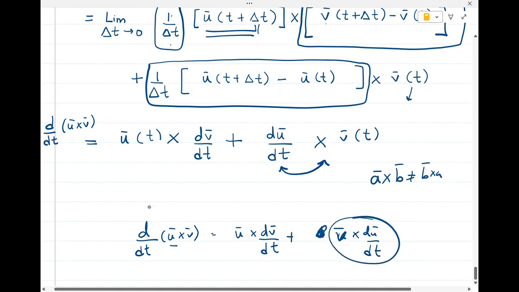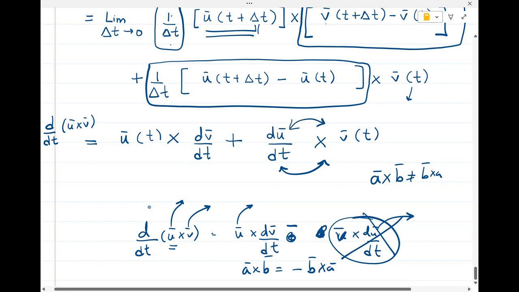If in the original question u bar is in the first position and v bar is in the second position, then in the answer, everywhere u bar has to be in the first position. So here u bar is in the first position, but here u bar is going to the second, so this will become wrong. If you want to do that, you have to change the sign in that case, because we know that a bar cross b bar is equal to minus of b bar cross a bar, right? So if you want to change the order of these two, you have to change the sign in that case. Okay. So I hope this theorem is clear now.